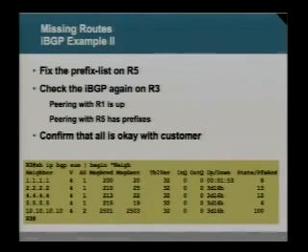Okay, so we fix the prefix list on router 5. We check the iBGP again on router 3. Peering with router 1 is up. Peering with router 5, we see the prefixes. We confirm that this is all okay with the customer. Customers are happy again. And no, he wasn't being an awkward customer. There was actually just some breakage in your network.